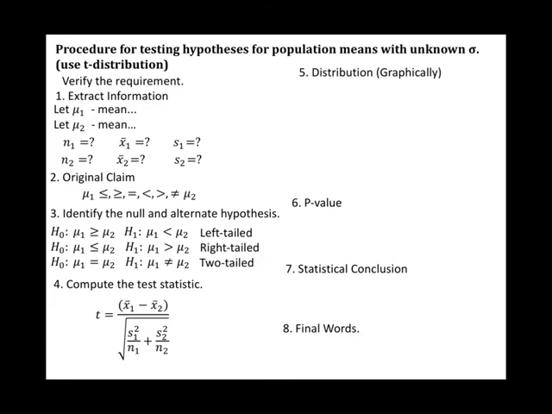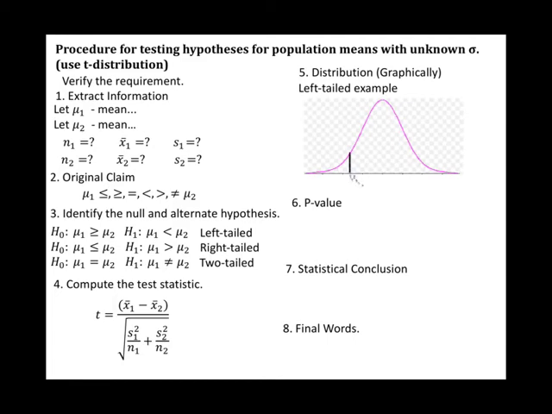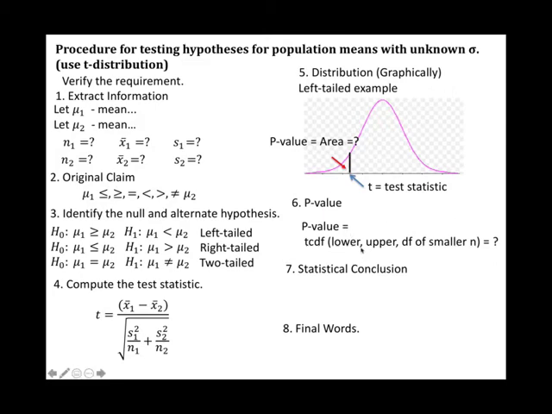Okay, we are working on the p-value method. So let's look at the left tail example. This one will be your t test statistic, which we got from part 4 here. We're going to use the test statistic to find the area of the tail, which is going to be your p-value. So this is the t distribution. We'll be using the tcdf, lower value, upper value. And then we're going to plug in the degrees of freedom, but we do have two sample sizes here.